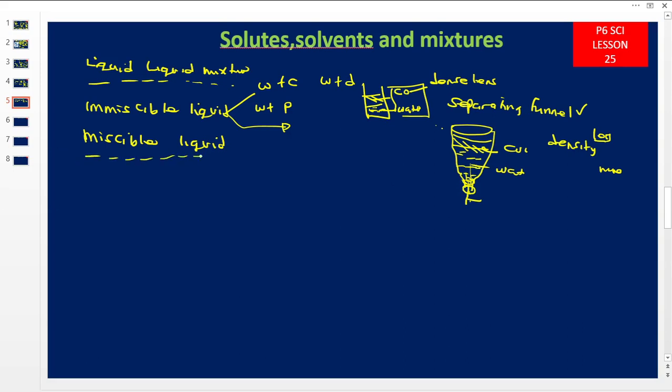Now let us look at miscible liquids here. These miscible liquids, that's when we have alcohol, that is ethanol plus water. When you get that alcohol and you add the water, you get a colorless solution. But it is liquid. Then when you get water plus milk, you get the same. Then when you get petrol plus diesel, you get one thing. We don't have this one settling. Why? All of them have almost the same density. That's why they don't form layers. Now how do we separate this?